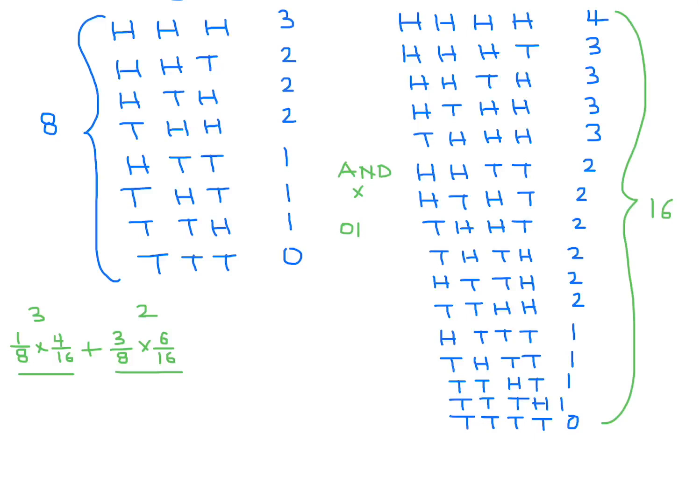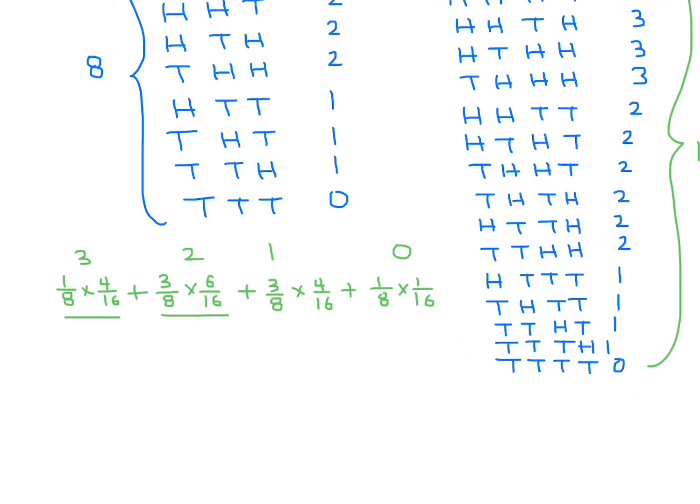All right? Now let's, in a very similar way, look at one head. One head over here is 3 out of 8. And one head over here is 4 out of 16. And finally, 0 heads. Over here, there's only one possible way of getting that out of 8. And over here, 0 heads, again, only one possible way, so 1 out of 16.